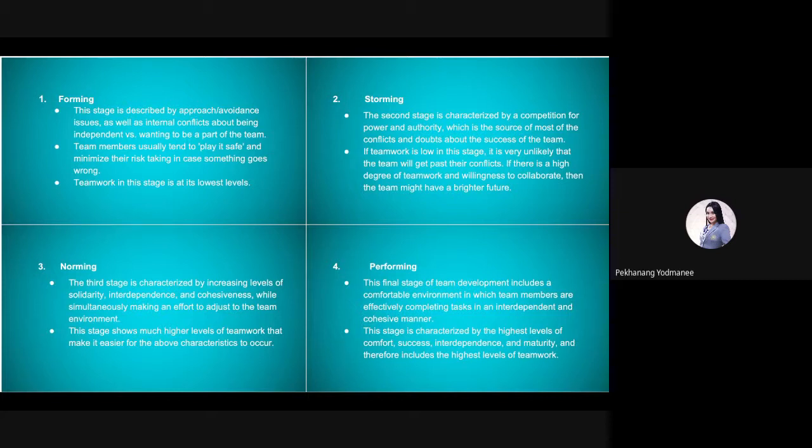And the last one, performing. This final stage of team development includes a comfortable environment in which team members are effectively completing tasks in an interdependent and cohesive manner. This stage is characterized by the highest levels of comfort, success, interdependence, and maturity, and therefore includes the highest levels of teamwork.